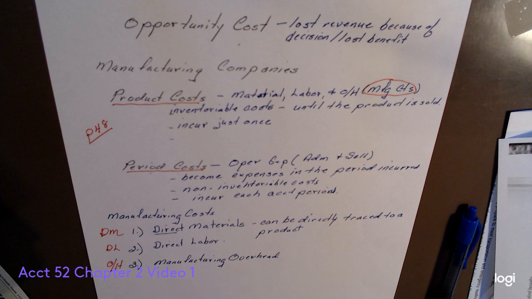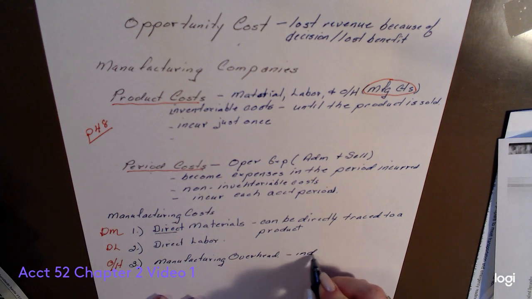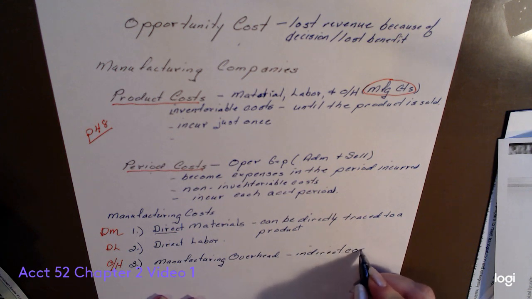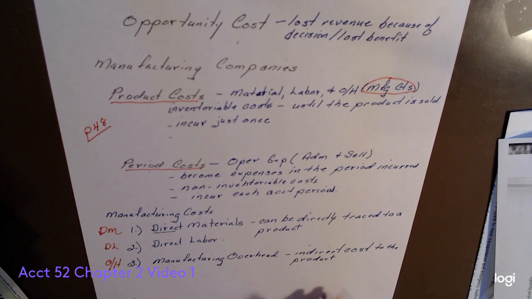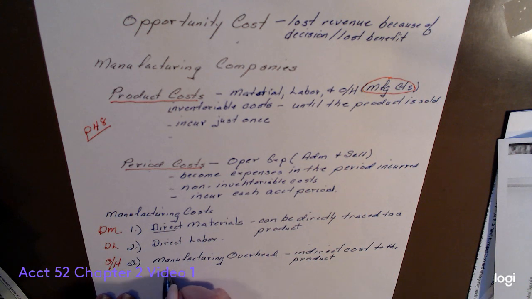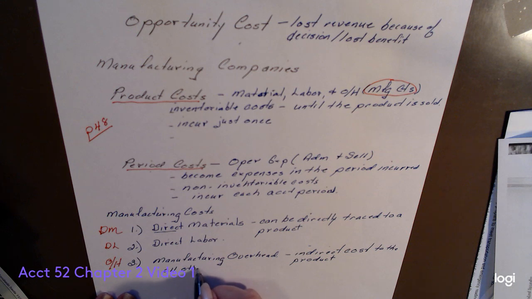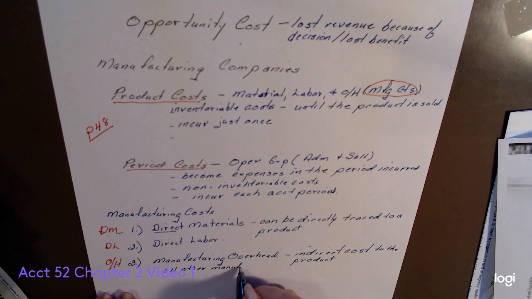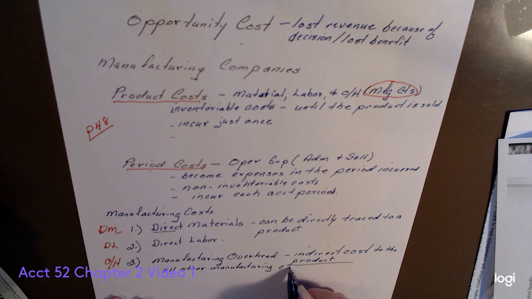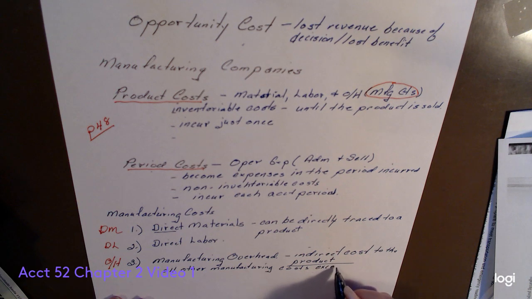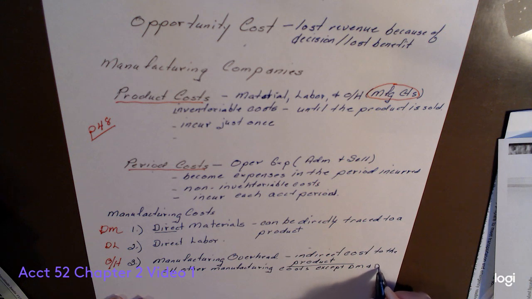So what do we mean by manufacturing overhead? Well, manufacturing overhead is an indirect cost to the product. Okay, that means that we can't trace it directly to the product, probably because it is too small. But manufacturing overhead is basically all other manufacturing costs except direct material and direct labor.